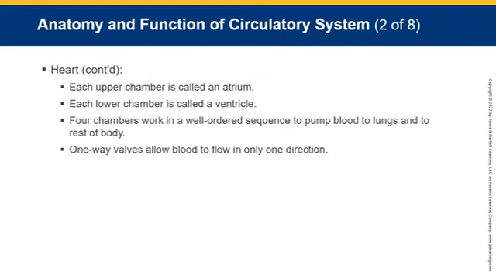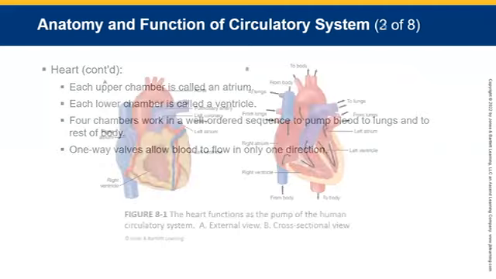Each upper chamber is called an atrium. Lower chambers are called ventricles. The chambers work in a well-ordered sequence to pump blood to the lungs and the rest of the body. One-way valves allow the blood to flow in one direction only.